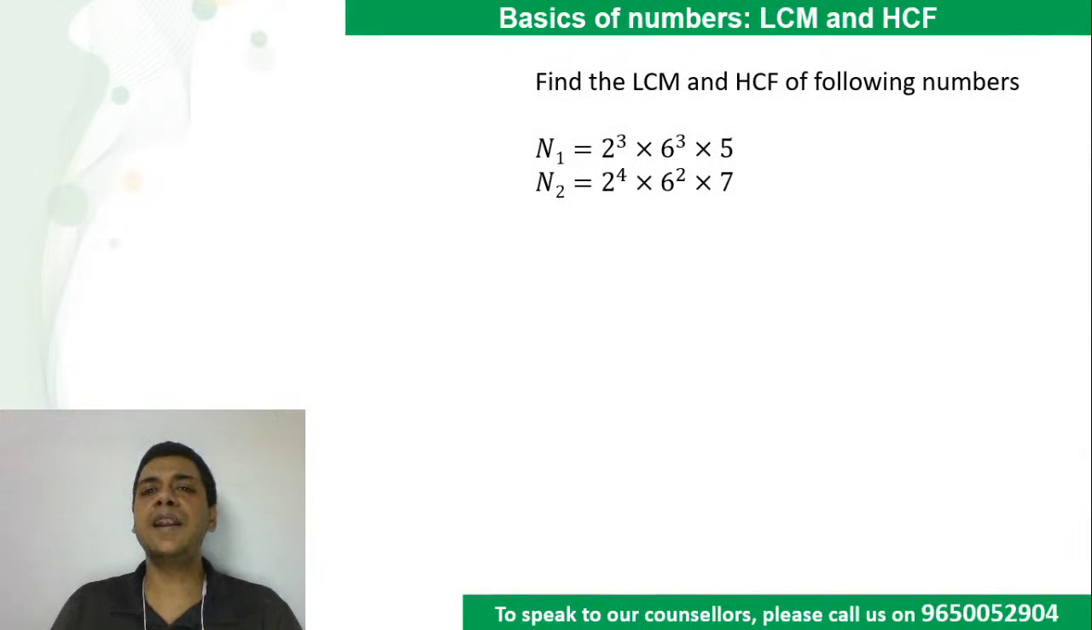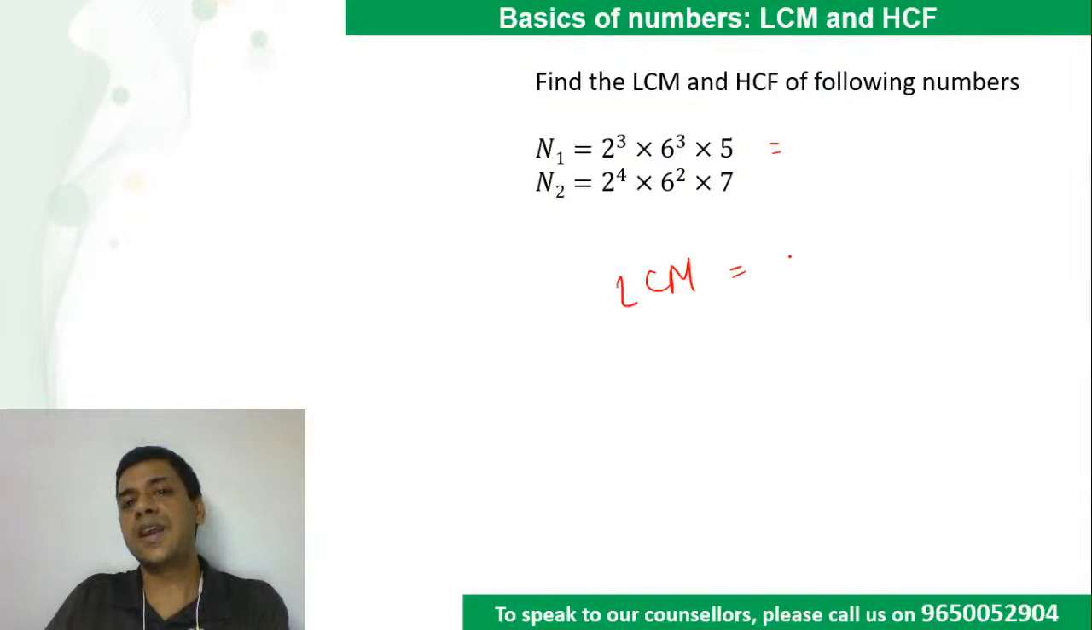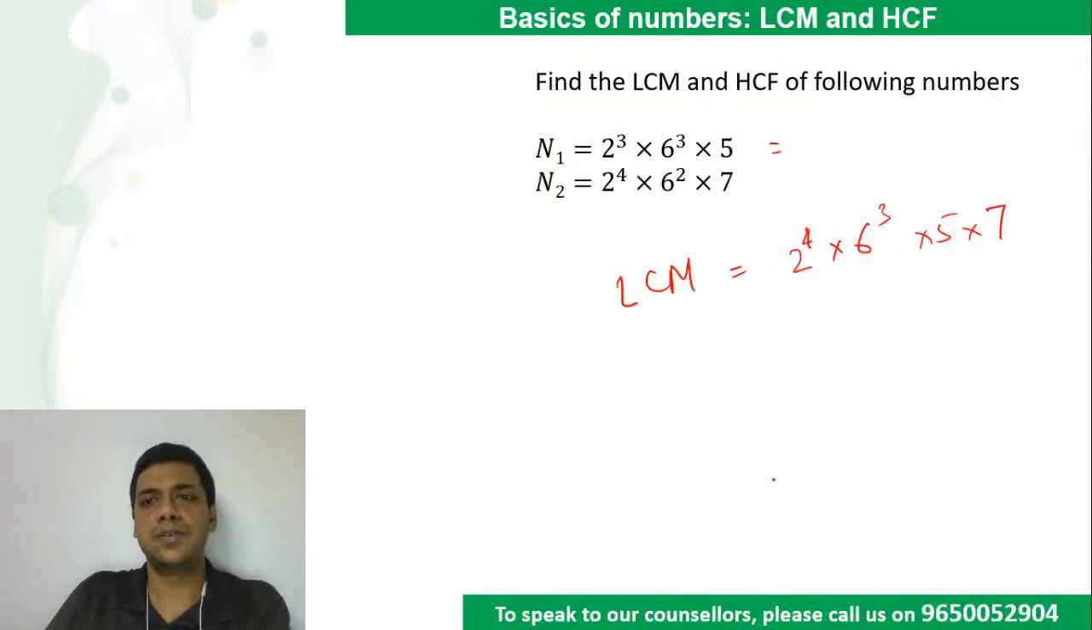What is LCM and HCF of these two numbers? Okay, so when I say LCM of these two numbers, we talked about LCM. LCM is the highest power of each and every prime factor. So can I say it is 2 raised to power 4 into 6 raised to power 3 into 5 into 7? Yes or no? No. Reason being, when we said we have to take the highest or the lowest power, we have to take the prime factors. 6 is not a prime number.